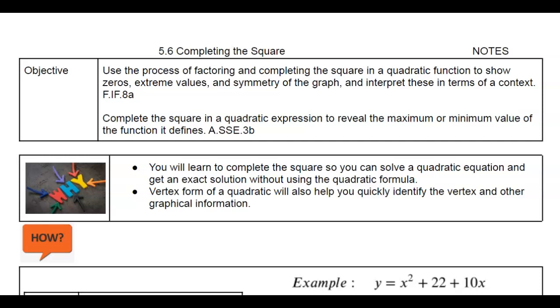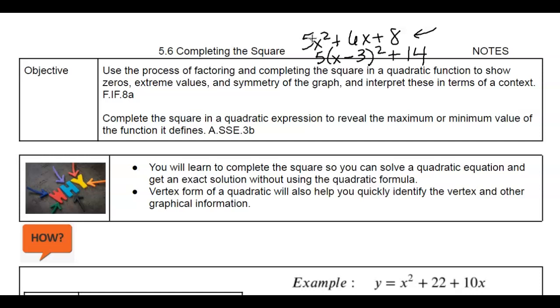So section 5.6 is called completing the square. Right now, there's a few uses for completing the square. The whole idea is we are taking an equation in standard form, and instead of keeping it in standard form, we want to write it in vertex form. Okay, the numbers will change.